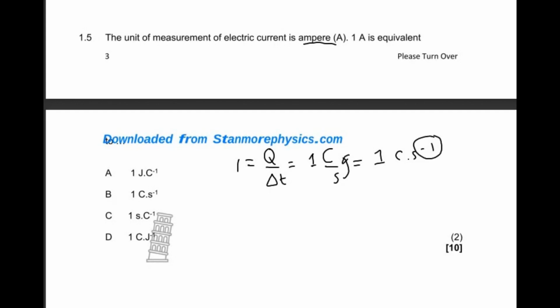If you look at which option gives us 1 coulomb per second, that option is B. So the answer will be B.